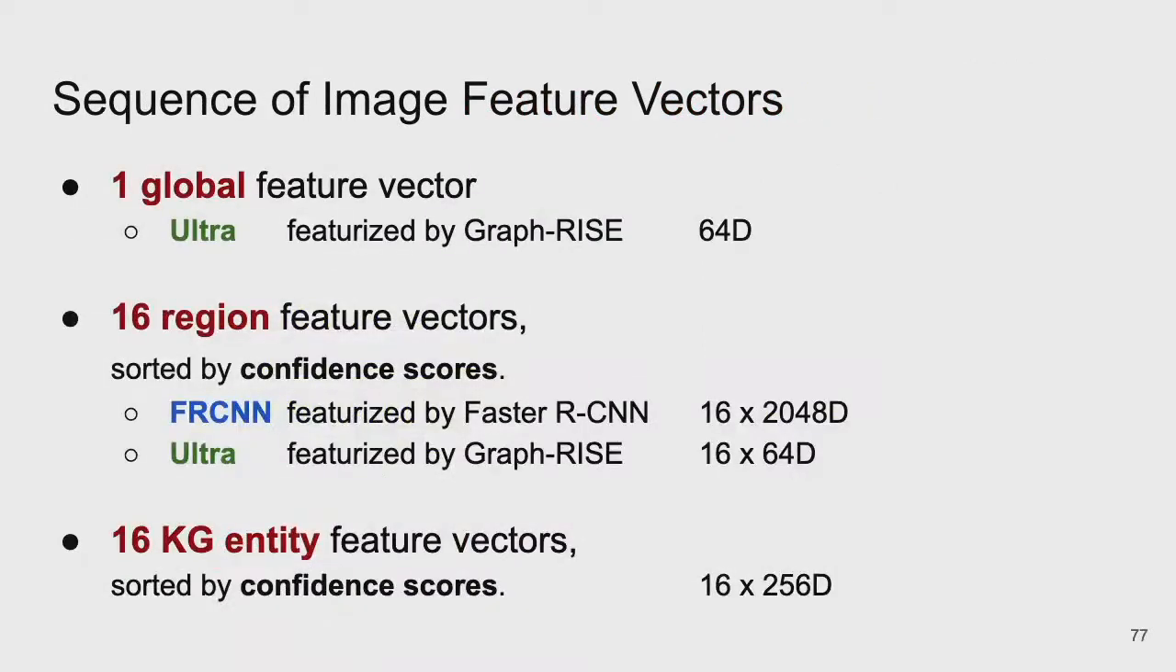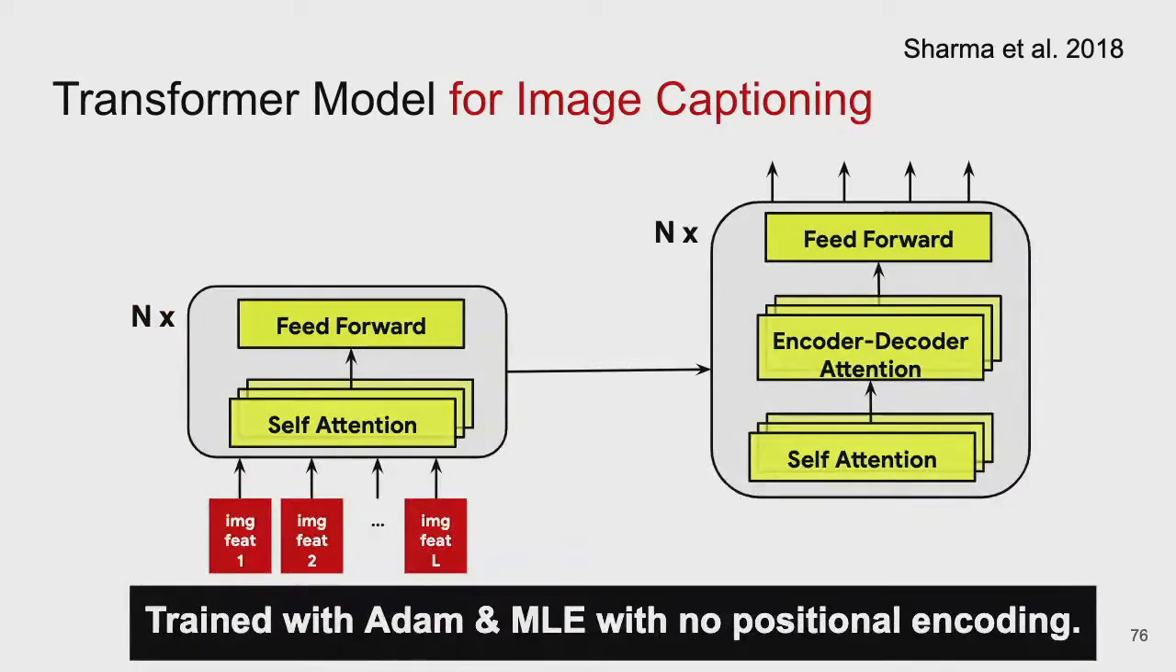In the end, there's one global feature vector, and fine-grained ones. This is what we want to compare. You make a choice whether you want to use the default features by Faster RCNN, or better features, at least what we think are better features, and then some entity features. You use that as a sequence of feature vectors and input it to the model. So in a sense, the model is vanilla. I'm going to show the metric in a second.